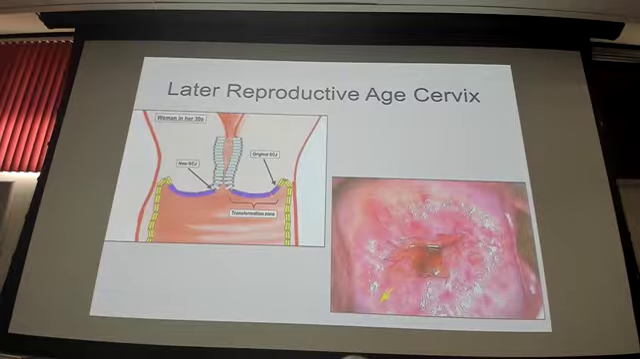Outside of that, exterior to the yellow line, it looks very pink. Between the yellow line and the blue line, it looks very shiny. And inside the blue line, it's darker red. Does that make sense? Can you see that? That middle part is the transformation zone. That's the part we're concerned about for cellular change, metaplasia, potentially dysplasia.